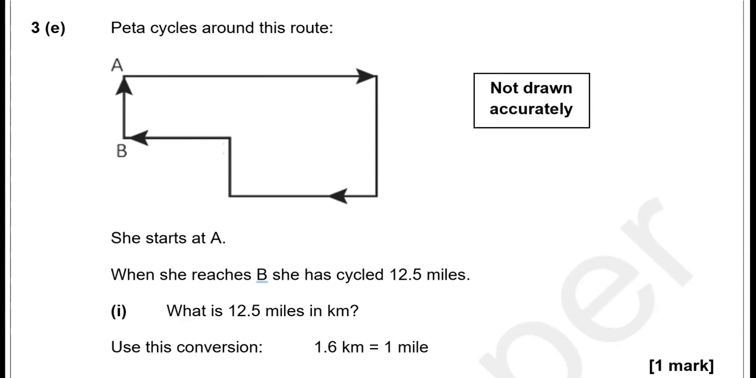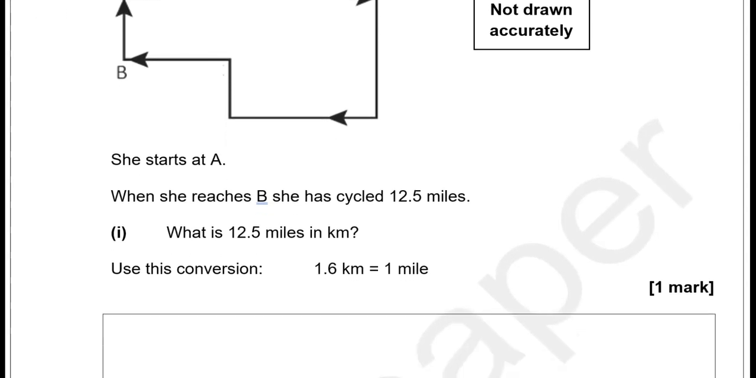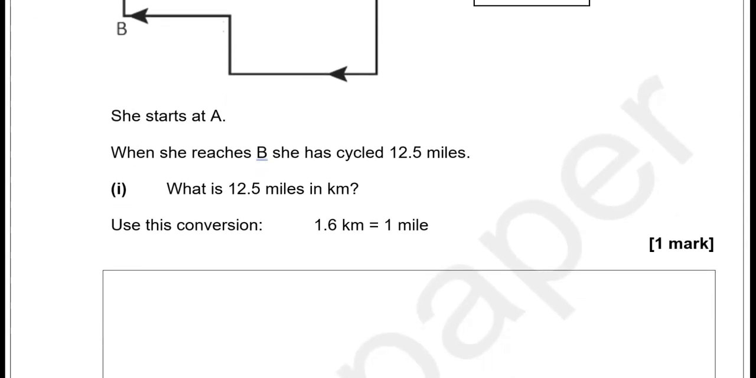Peter cycles around this route. She starts at A. When she reaches B, she has cycled 12.5 miles. What is 12.5 miles in kilometers? Use this conversion. 1.6 kilometers is equal to 1 mile. So if 1 mile is equal to 1.6 kilometers, 12.5 miles will be 1.6 times 12.5, which is 20 kilometers.